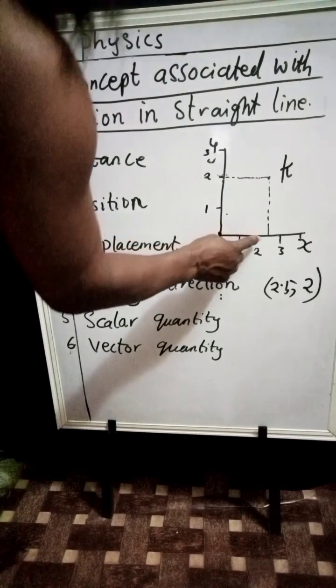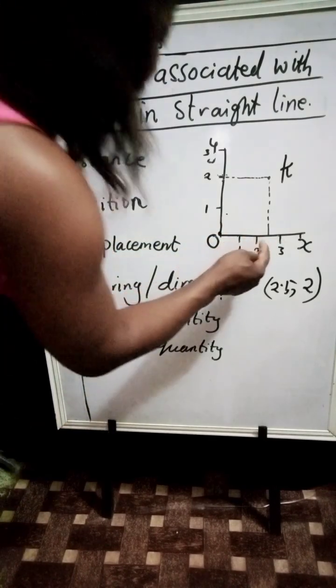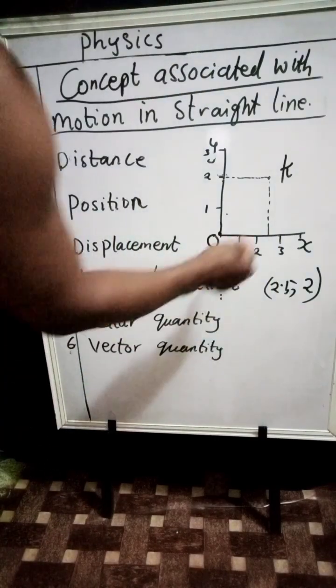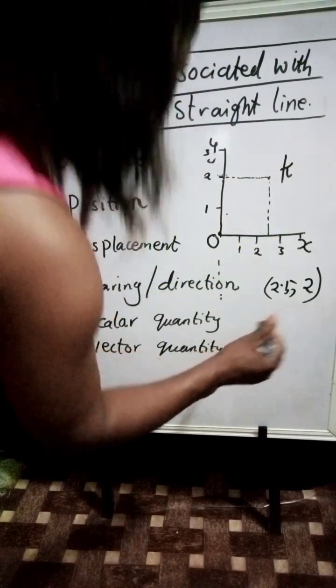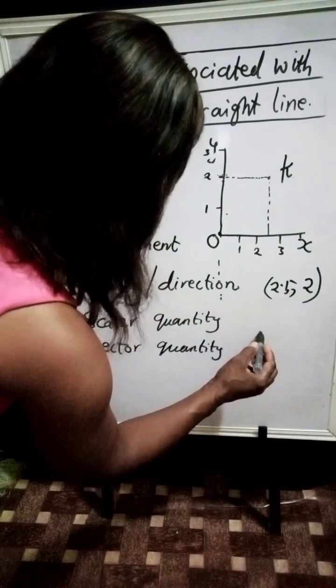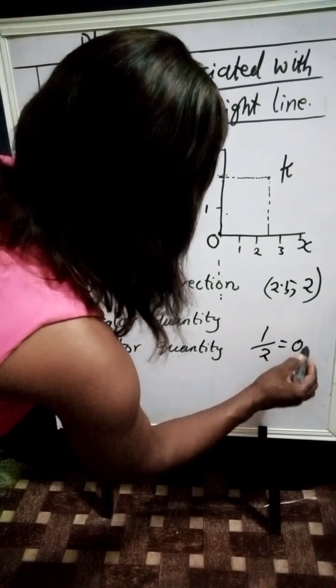Because if from here to here is 1, and K is at the center, it means that for us to get this place, you divide 1 by 2. So we have 1 divided by 2, and that will give us what? 0.5.